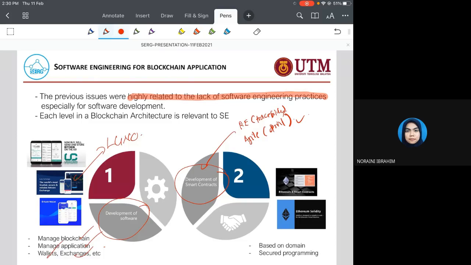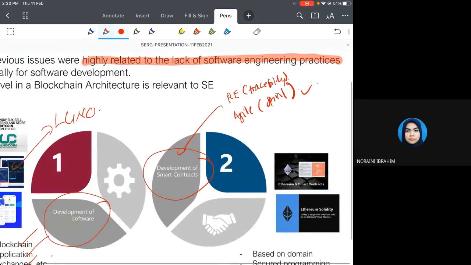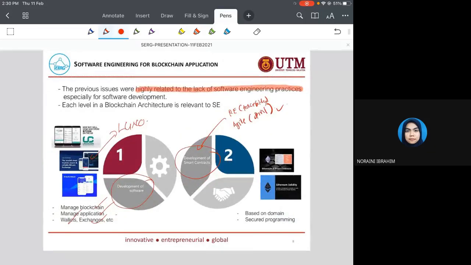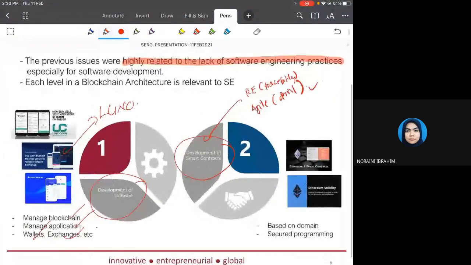Currently, how to code the smart contract? Actually, currently we use the Ethereum environment, and then we use the Solidity programming language. This one, after this, maybe you can explore.